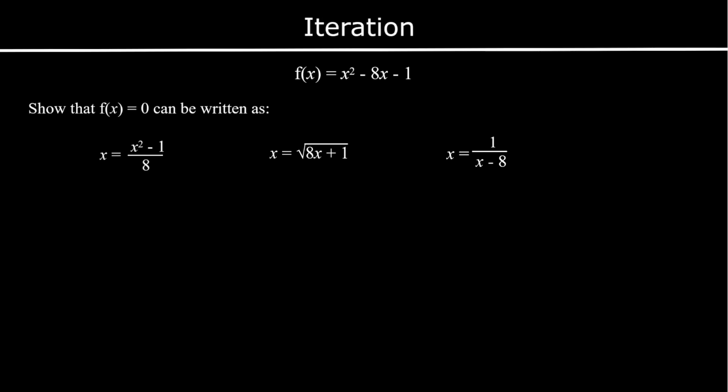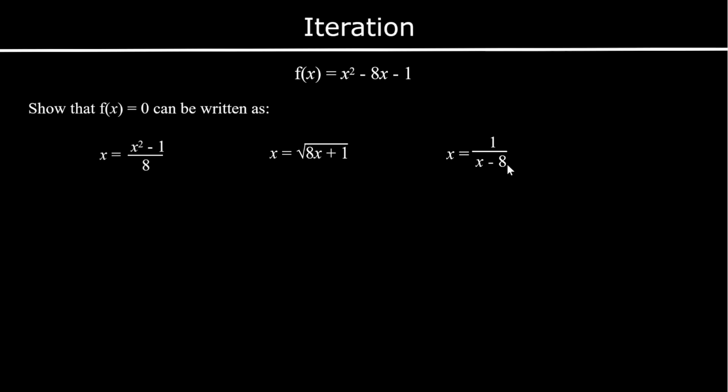Iteration can be used to solve equations. The first step is to rearrange our function into the form where it's x equals. So we make an x equal to some function of x. There are different ways of doing this, and some iterations will work. They will converge to give us a root. Others will not work, they will diverge.